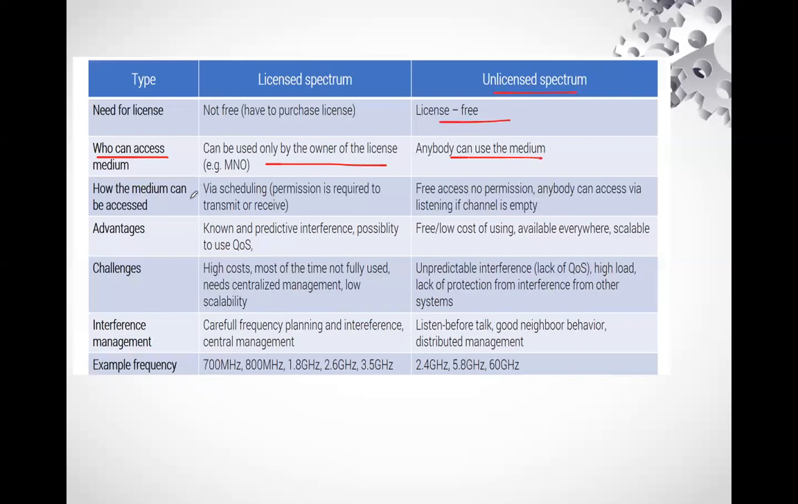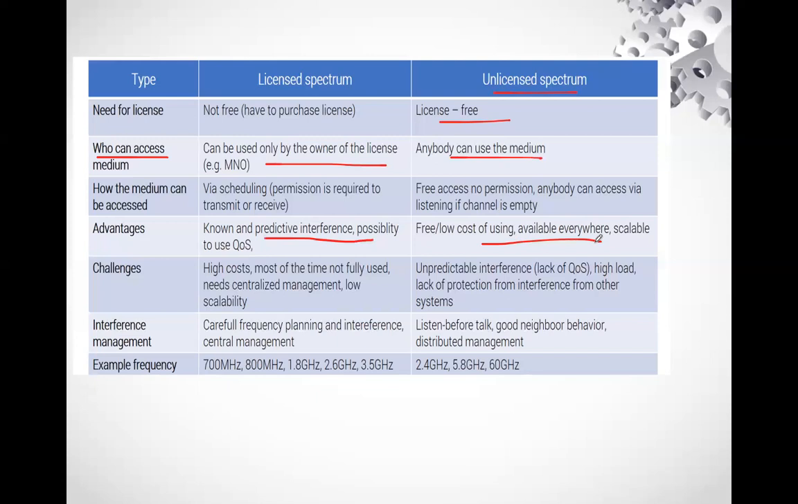The next important difference between licensed spectrum and unlicensed spectrum is that in case of licensed spectrum, we can definitely know what is the interference that is going to occur, since the owner is the one who's going to use that frequency. Whereas in case of unlicensed, it is available to anyone, so it is difficult to understand the interference and the quality of service of an unlicensed spectrum.